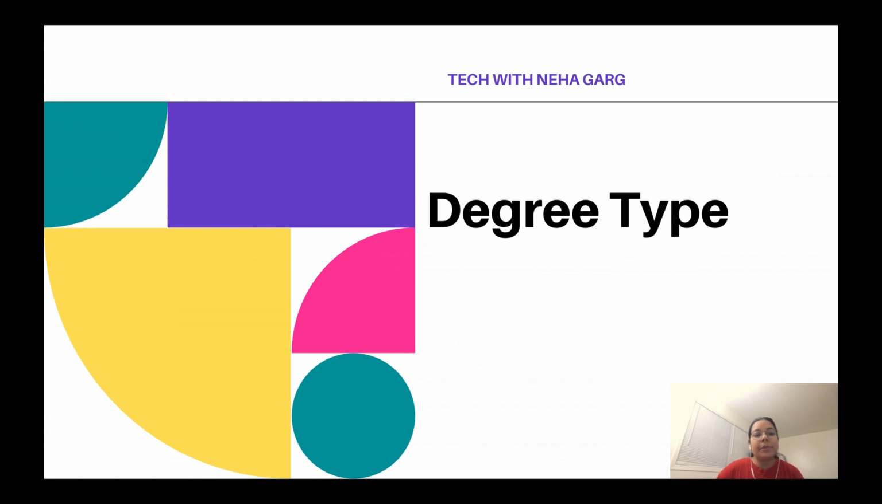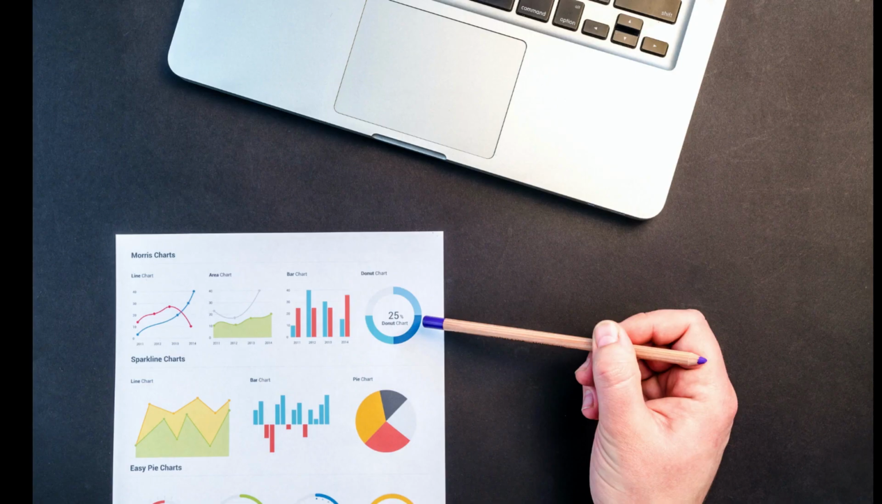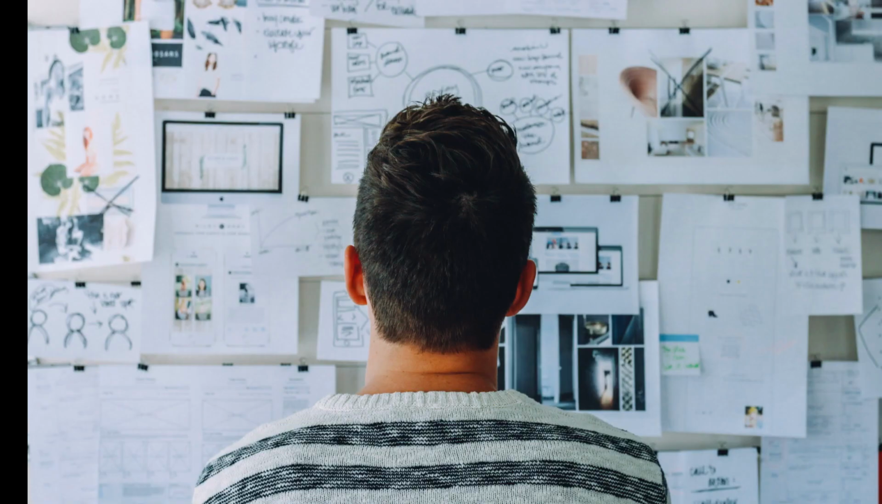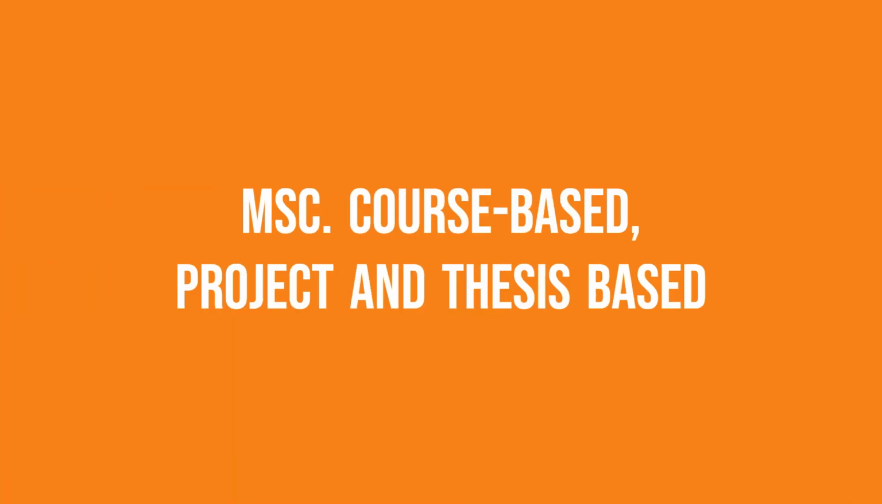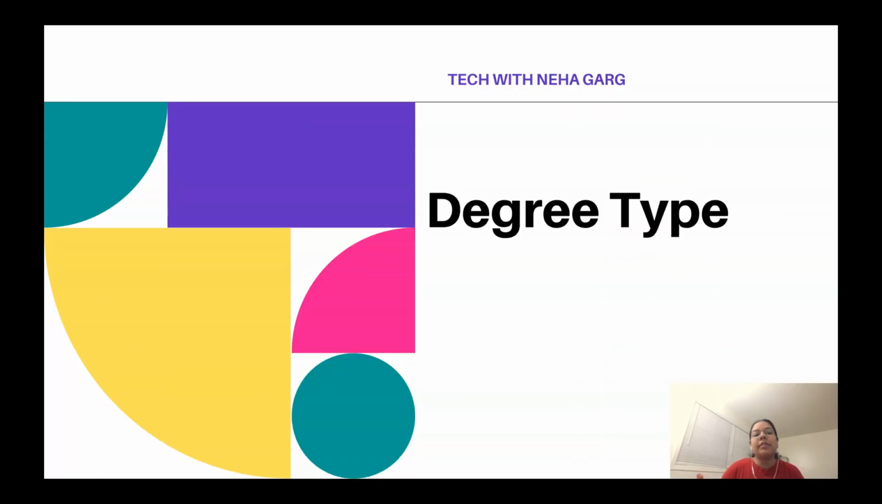So MSc in computer science is a research oriented program that typically focuses on theoretical and practical aspects of computer science. It often involves conducting independent research and writing a thesis. So when I did my masters, I had the option of applying for MSc course based, MSc project based and MSc thesis based. MSc course based was a coursework curriculum with 10 courses and 30 credit units.